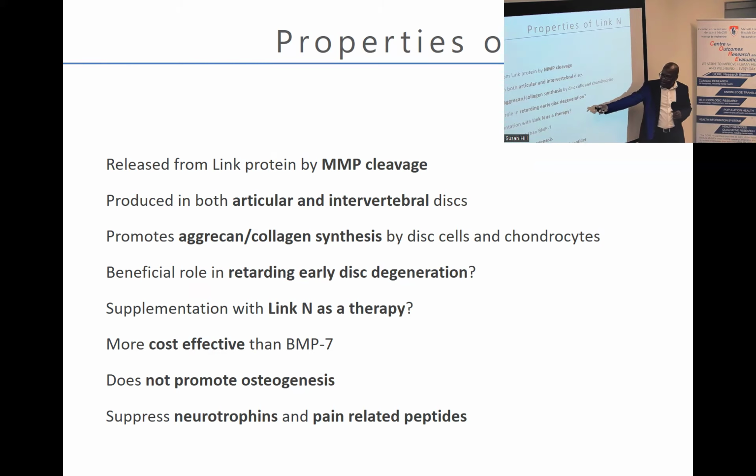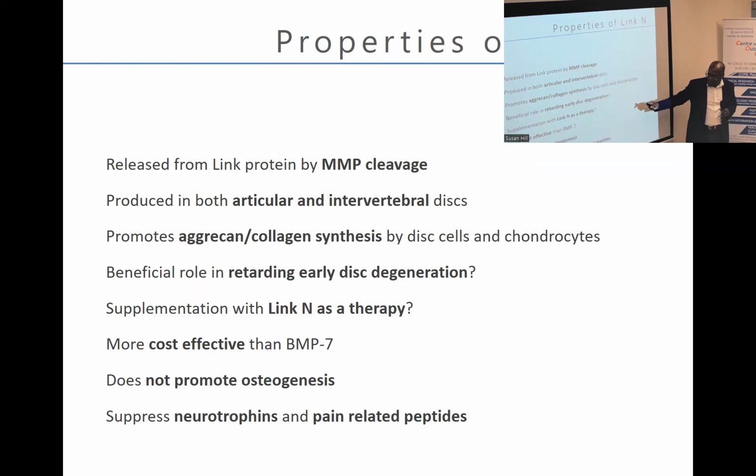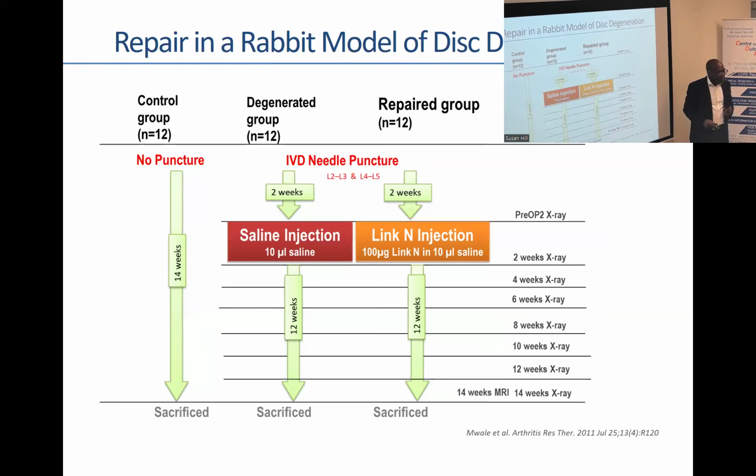The question we were asking at the beginning was whether, if we supplemented this peptide, it would be some sort of therapy for both intervertebral disc degeneration and osteoarthritis. First we did a lot of in vitro studies, but as you know, you can do all the in vitro studies you want, you still have to go in vivo. So we went for a rabbit model, which we did in Chicago with Dr. Koichi Matsuda. What you see here is that we have a control group, and we puncture the spine of these rabbits. After 2 weeks, we inject with either saline or this concentration of link peptide into the degenerated disc. Then bi-weekly, we do X-rays.